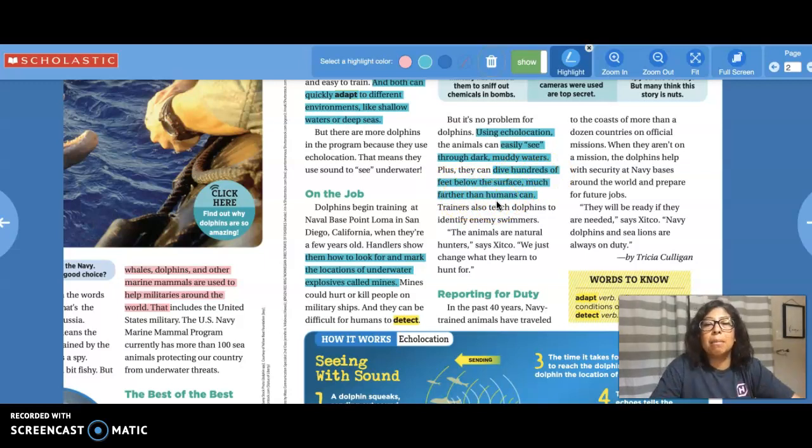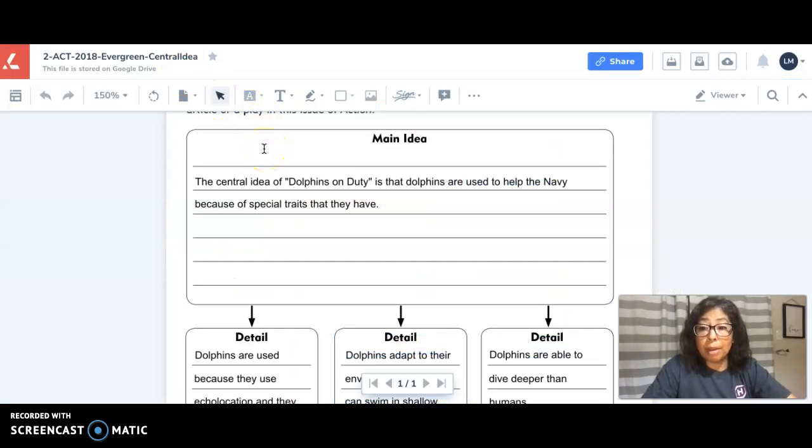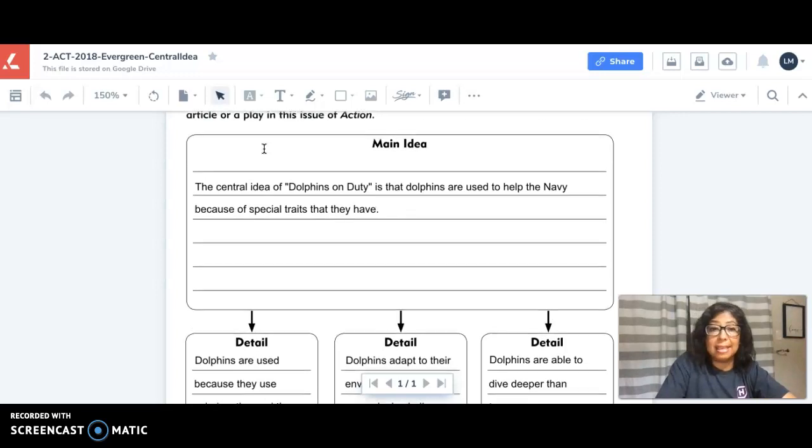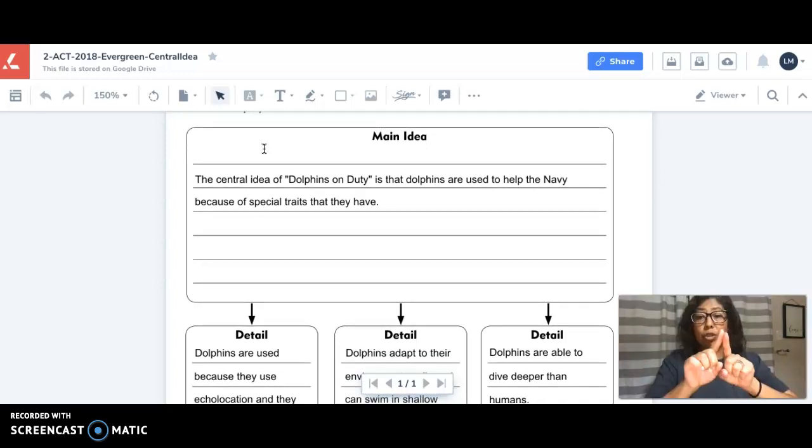Now that I highlighted my supporting details, I'm going to fill that into my graphic organizer. In your graphic organizer, if you have it printed out, it should look just like this. If you don't, you can easily draw a rectangle with 3 smaller rectangles below.